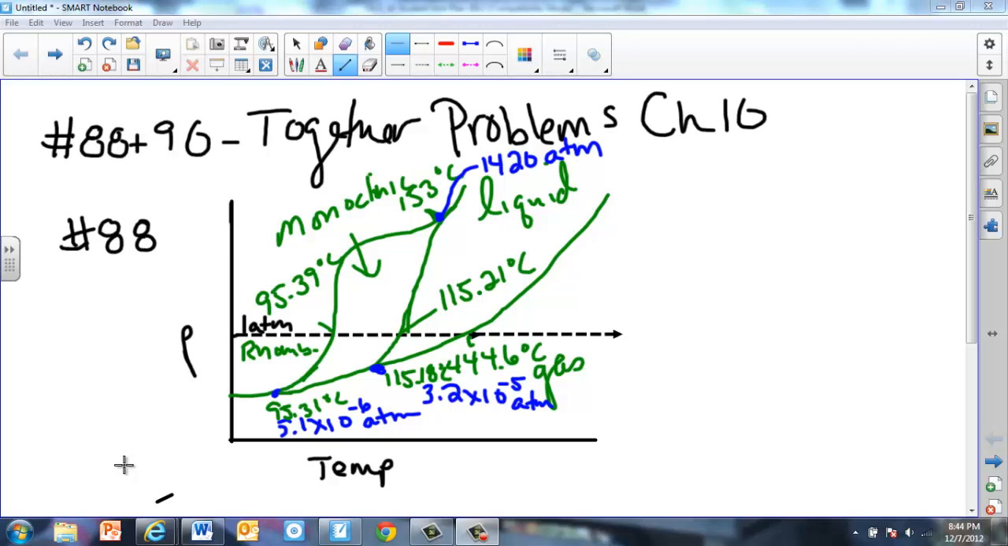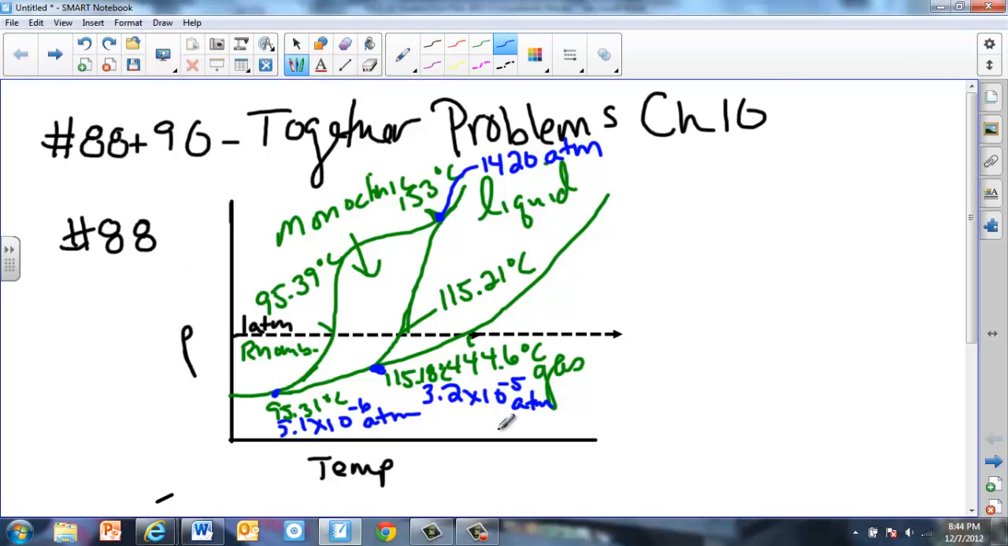All right, now I'm going to get through the last two together problems for chapter 10, number 88 and number 90. I didn't get a chance to scan in the picture, so I did my best to draw a picture of the problem for number 88. It's in the book, and it says sulfur exhibits two solid phases. Okay, it has rhombic and it has monoclinic. So that's why we have both of these.